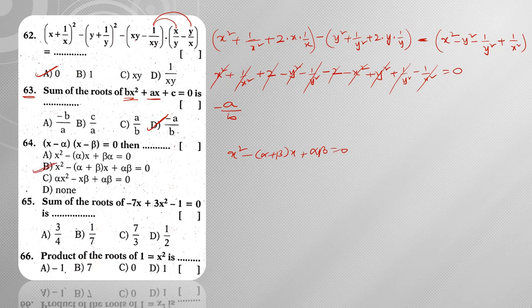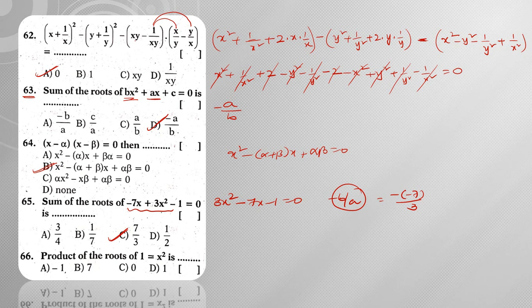Next, the sum of the roots of the given quadratic equation. What is the sum of roots formula? First of all, write this in order. So I can write this as 3x square minus 7x minus 1 is equal to 0. Based on this, the sum of roots is given by minus b by a, which is nothing but minus of minus 7 by 3, which gives me 7 by 3.